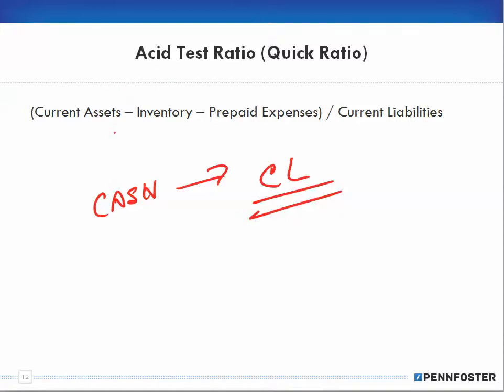Okay, so with this video, I hope you understand the difference between the current ratio and the asset ratio, the quick ratio. Watch the video again, and if you still have any questions, feel free to give us a call. Okay? I'll see you in the next video for the next ratio.